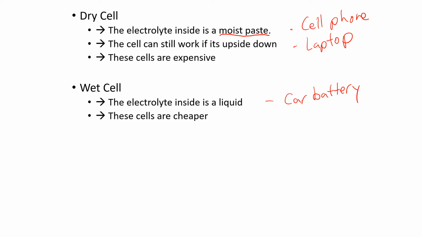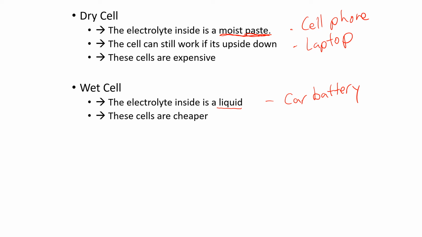So what are the differences between dry cells and wet cells? The biggest thing, and this comes from the name, is that in dry cells the electrolyte is kind of dryish, like a paste, and in a wet cell the electrolyte is liquid, and that's why it's called a wet cell. Wet cells are usually cheaper, and that is a very big plus for wet cells.